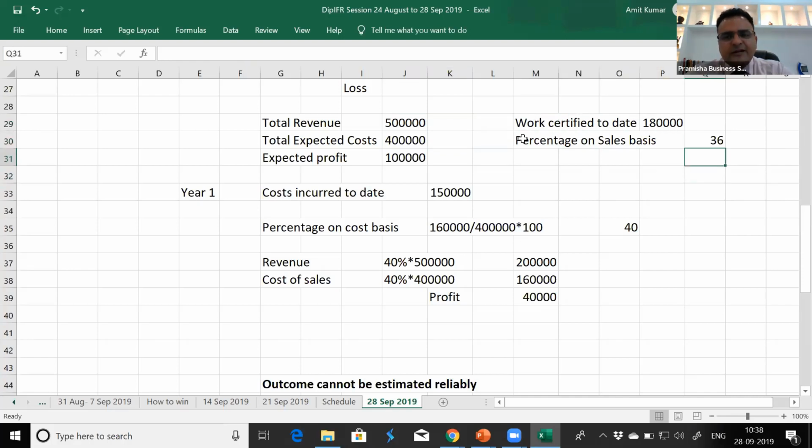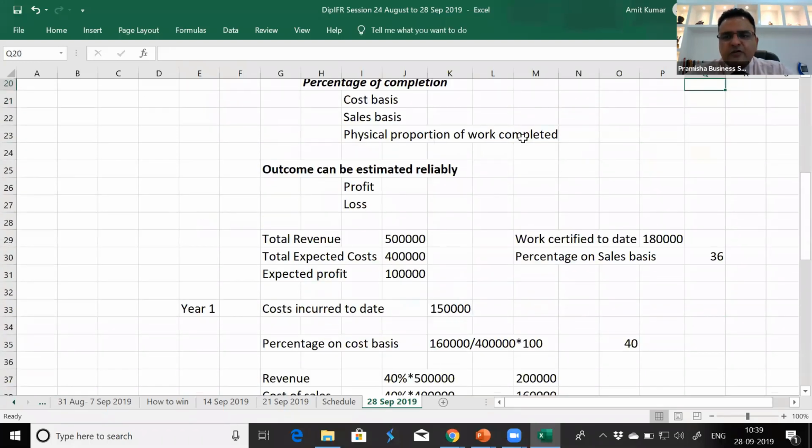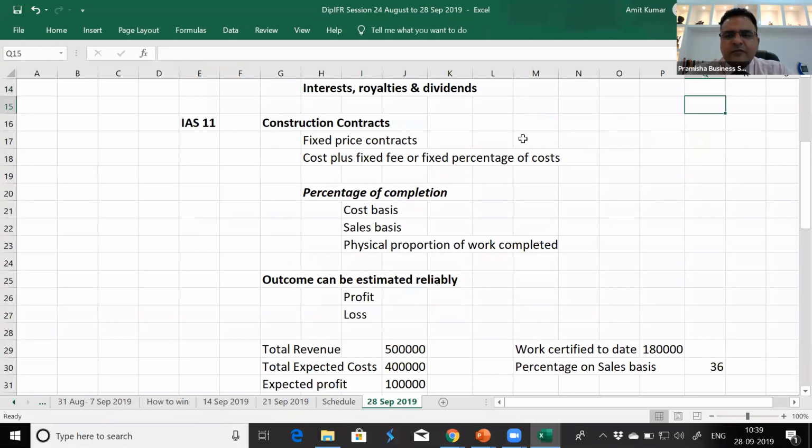Is this clear? The third method is that if you have to construct, and we do not wish to use these two, we can use the basis of milestones. Physical proportion of work completed. Suppose there are 10 floors to be constructed, and if 3 floors are constructed out of 10, we can simply say that 3 floors out of 10 are constructed, 30% work is complete. So this is an approximation. Even if two same companies use different methods and record different revenue and cost, the difference will be very small. It will not impact much as far as materiality is concerned, because more or less similar, ultimately they're going to recognize this revenue and cost over the period of time.